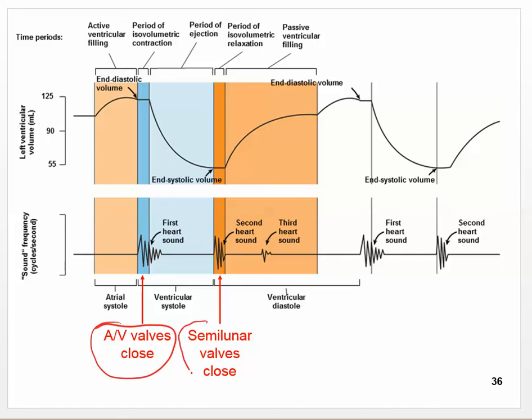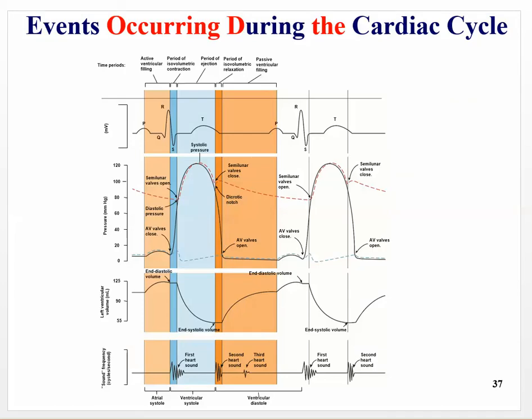Then the semilunar valves close, and that's going to cause the same sound, and that's going to be your second heart sound. Okay, and then you can see some other sounds of turbulence, like in the aorta, or filling turbulence, and those can be when the ventricle is filling, you might be able to hear that sound too. But normally we just look at the lub and the dub. So that kind of puts all of that together.